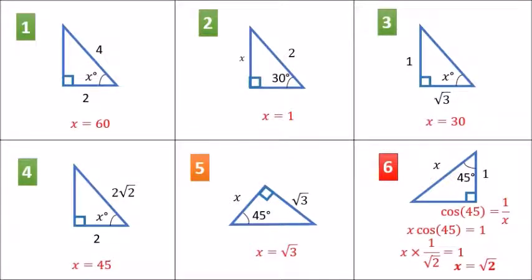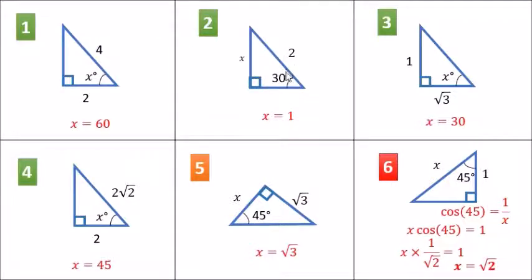So here are the answers to those 6 questions. For question 1, we have cos x is 2 over 4, so cos x is equal to a half, and cos 60 is equal to a half, therefore x has to be 60.